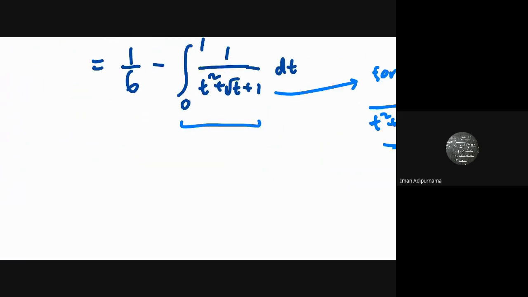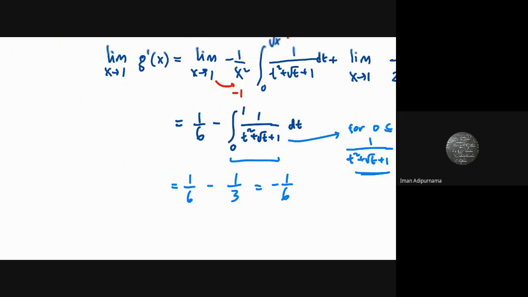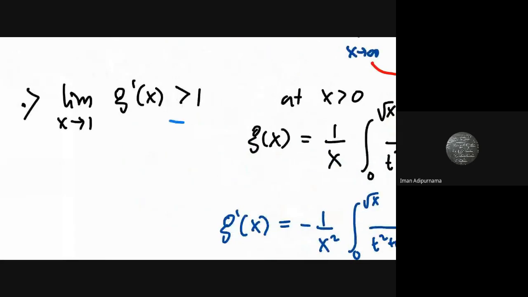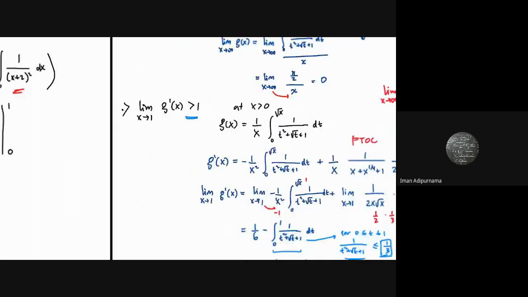So if we assume that this is negative 1 over 3, we will have a negative 1 over 6, okay, which is not true, right? So this will be another false statement.